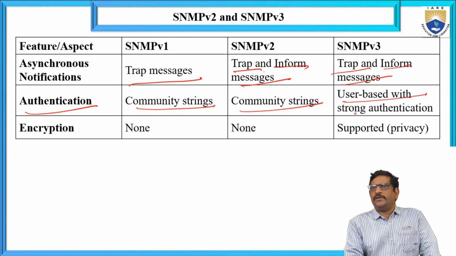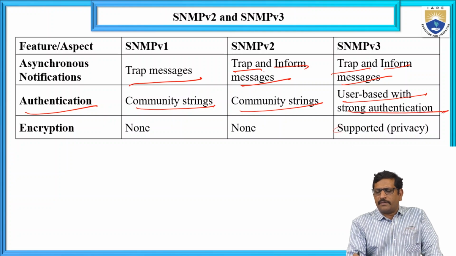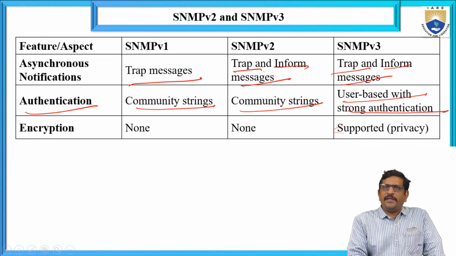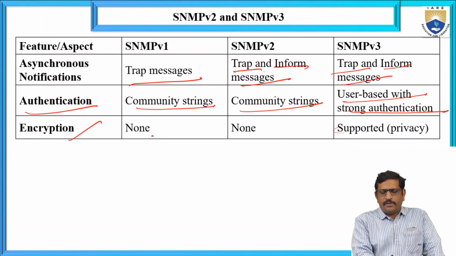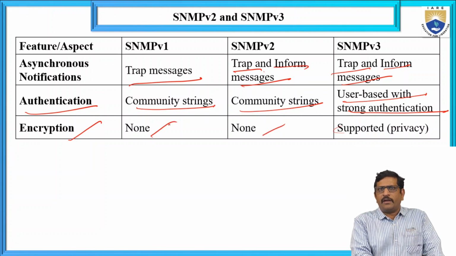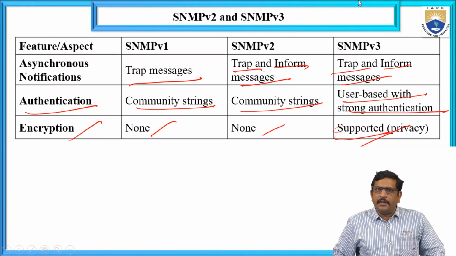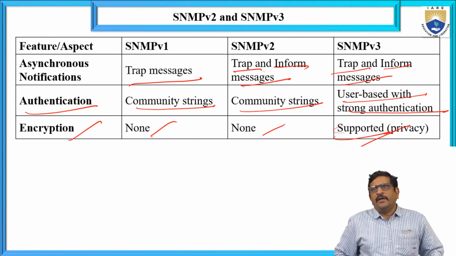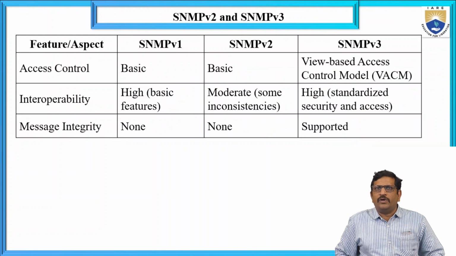In SNMPv3, it is user based with strong authentication. User based with strong authentication can be provided, and encryption. In SNMPv1 and SNMPv2, there is less security. Now we are not providing the concept of encryption. That's why these two have very little security. And here we are providing high privacy and more security, which supports encryption technology and decryption technology also, in SNMPv3. That's why nowadays we are utilizing SNMPv3 for transferring the data from source to the destination.